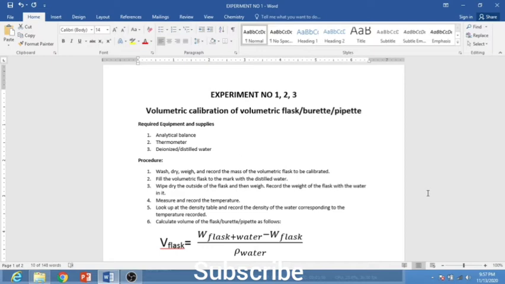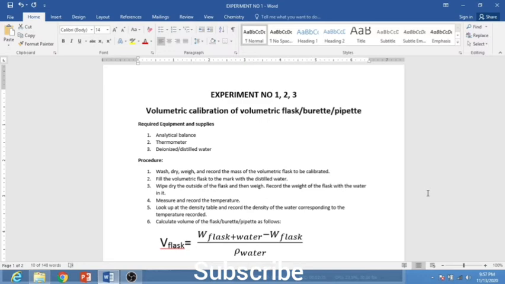Analytical balance, thermometer, deionized or distilled water. Why do we use distilled water? This is very interesting. Why do we not use some other liquid? Because at room temperature 1 ml is, actually, 1 milliliter is equal to approximately 0.99 gram. You can say nearly 1 gram.